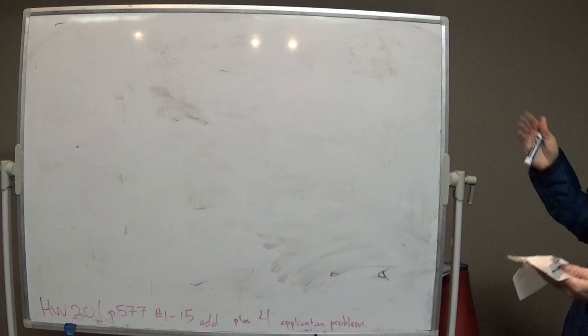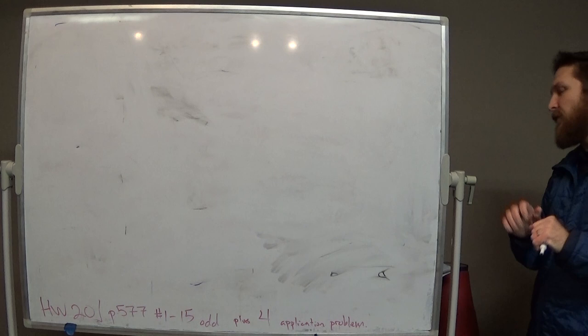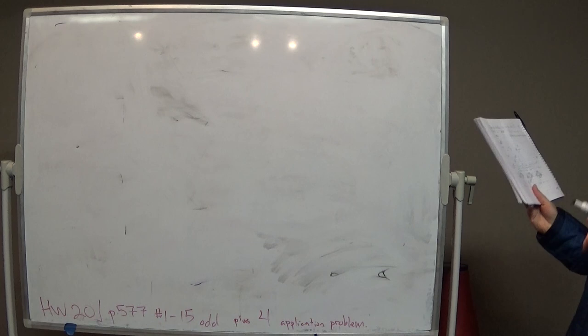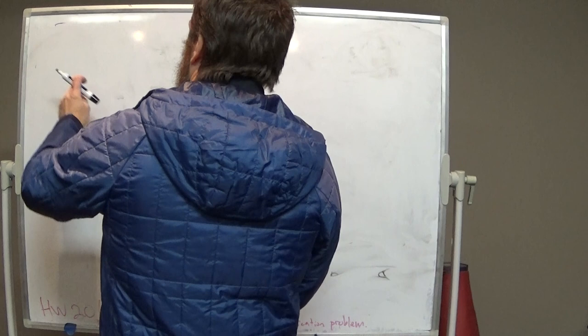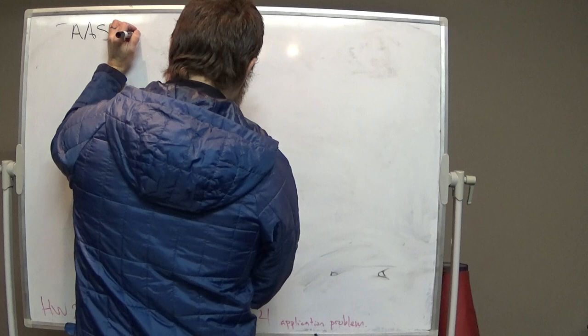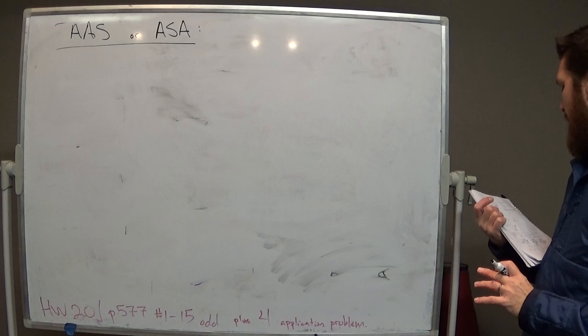And so, depending on what you're given, whether they give you two angles and a side, or a side and an angle and another side, there are different ways to go about doing it. So let's talk first about the types of triangles. We're going to abbreviate the same way your book does. There's angle, angle, side, or angle, side, angle. This is one class of types of triangles that you could have, where you're given two angles and any side.